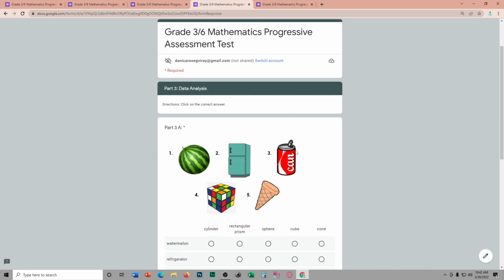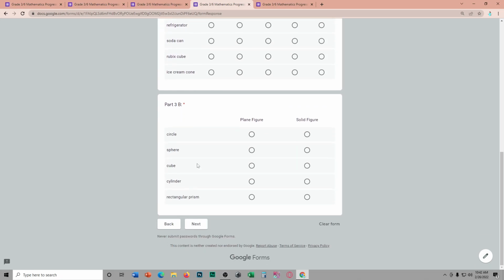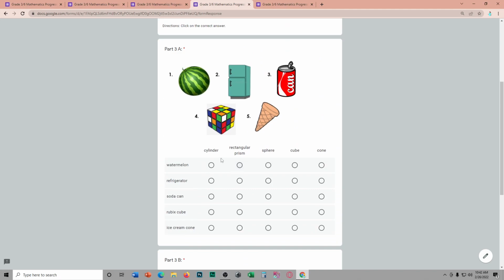For data analysis, we have part A and part B. For part A, we have the choices cylinder, rectangular prism, sphere, cube, or cone. Number 1 is watermelon. Is watermelon a cylinder, rectangular prism, sphere, cube, or cone? Number 2, refrigerator. Is it a cylinder, rectangular prism, sphere, cube, or cone?